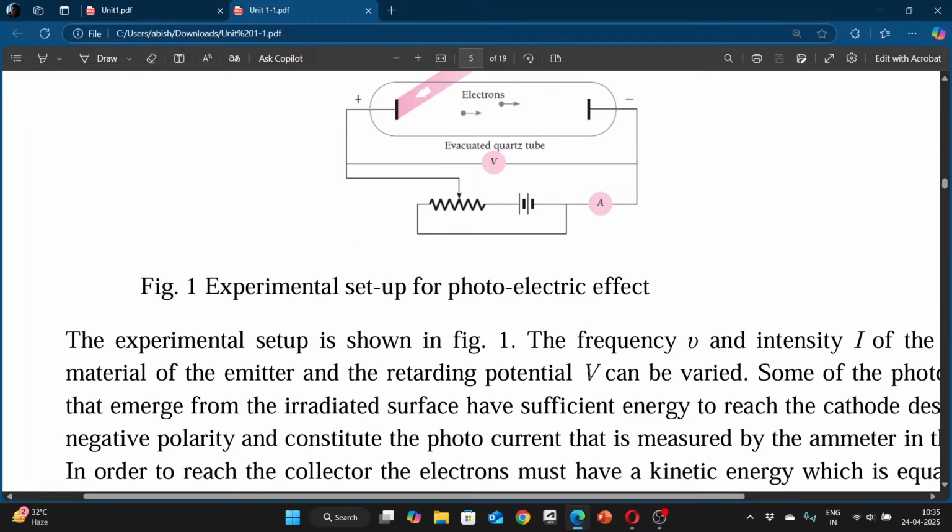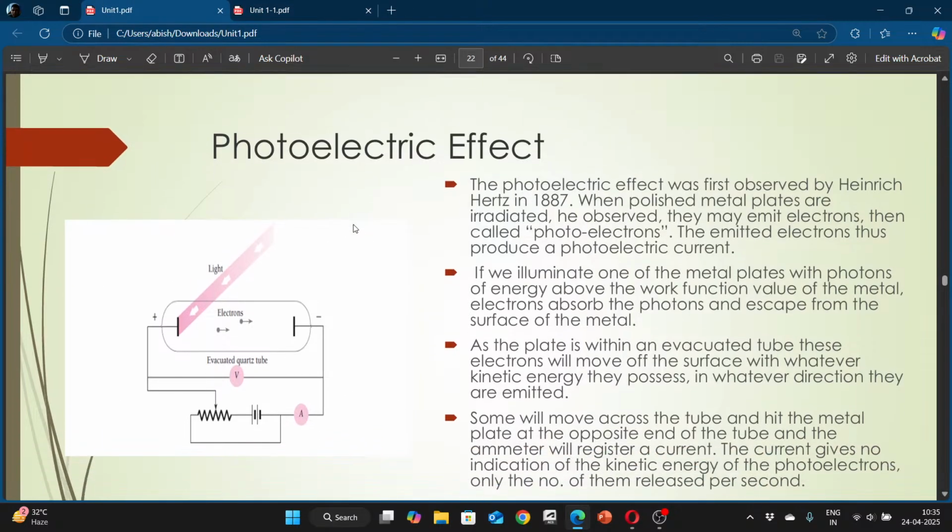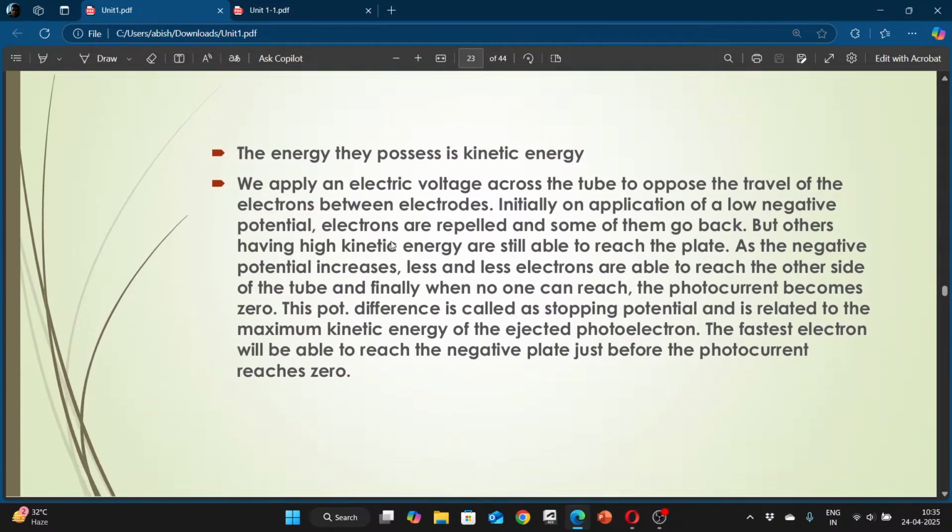However, for the experimental setup to show that the energy they possess is kinetic energy, we apply an electric voltage across the tube to oppose the travel of the electrons. With a low negative potential, electrons are repelled and some of them turn back, but others have high kinetic energy and are still able to reach the plate. As the negative potential increases, fewer and fewer electrons are able to reach the plate, and finally the photocurrent becomes zero.